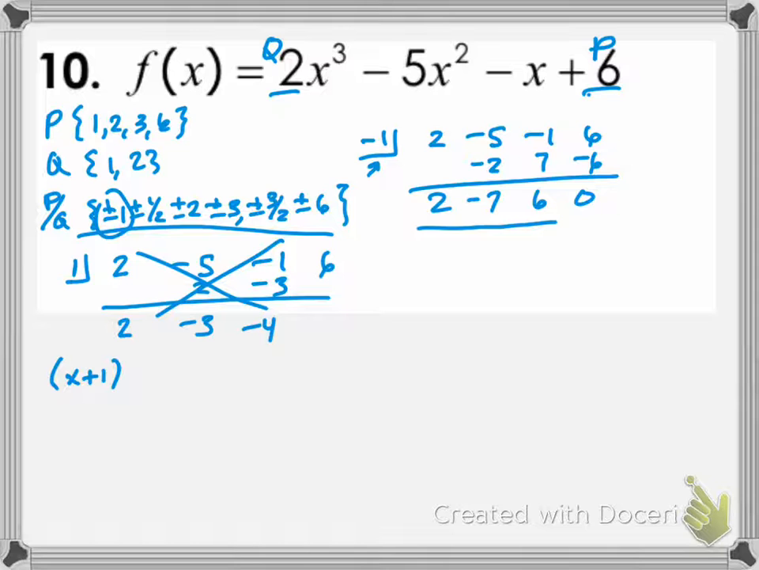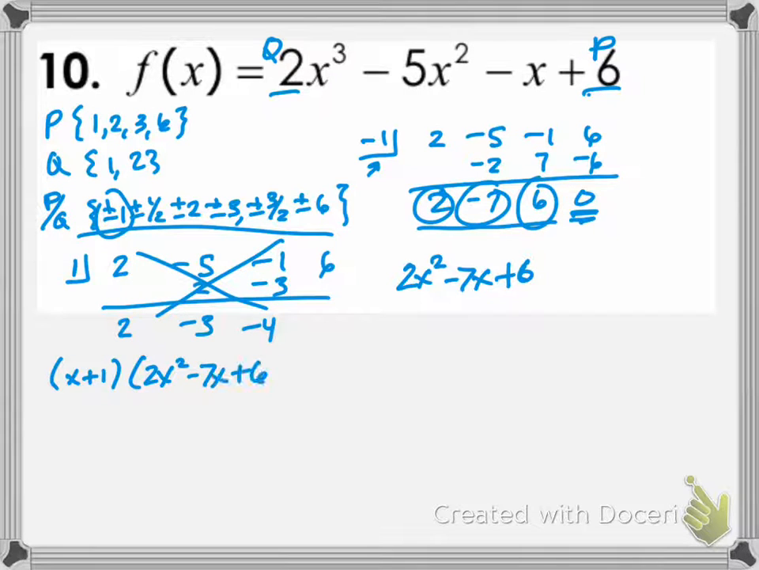So I have one factor of x plus 1, or a 0 of negative 1. The depressed polynomial becomes 2x squared minus 7x plus 6. And this is the remainder. That's why I never write it down, because it's 0. All right, now we have to factor this. So this is what we were left with, 2x squared minus 7x plus 6. Let's do trial and error.